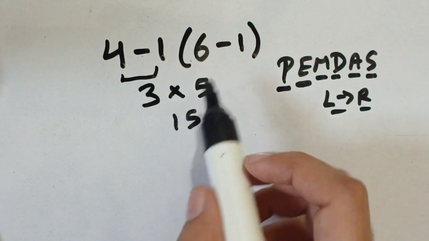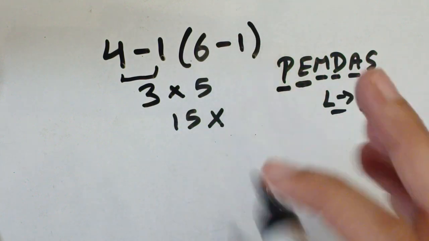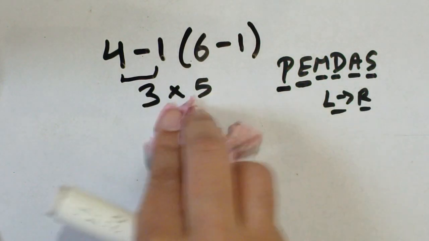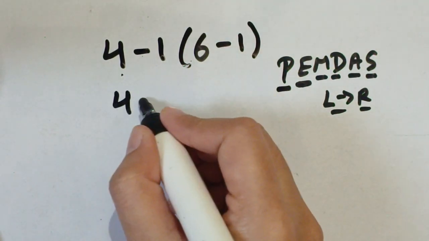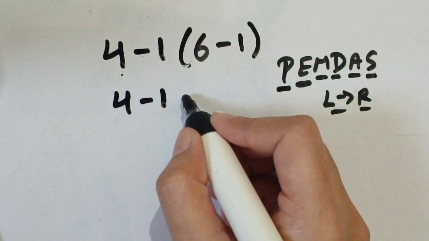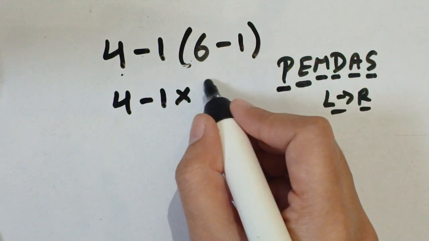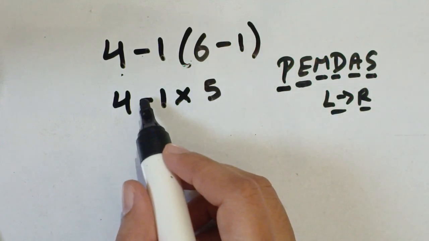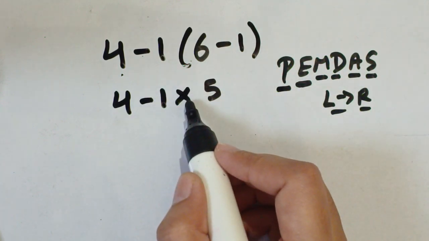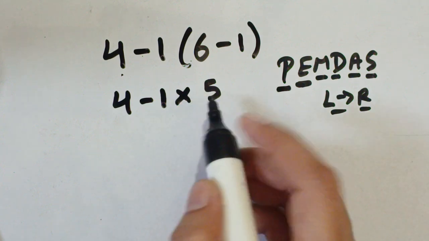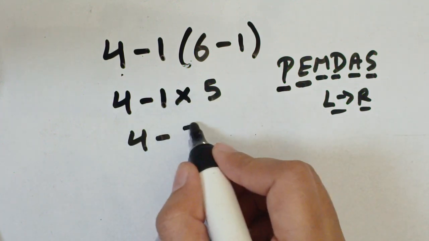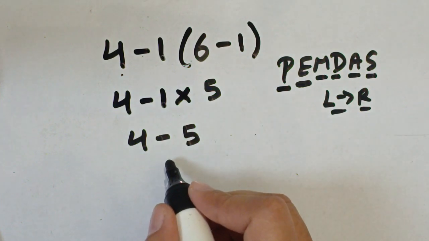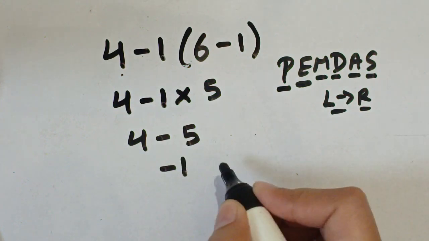So here first we will solve this parentheses. So 4 minus 1 times 6 minus 1, 5. Then subtraction and multiplication are there. So first we will solve this multiplication part. So 4 minus 1 times 5, 5. So the correct answer is minus 1.